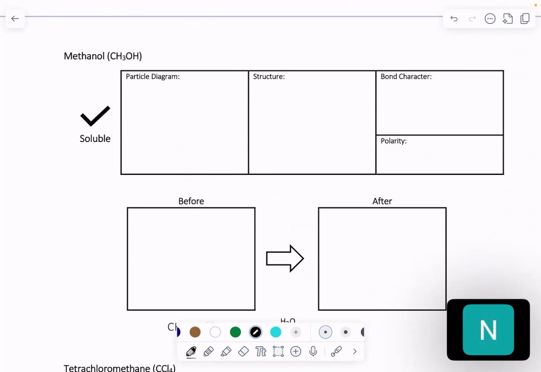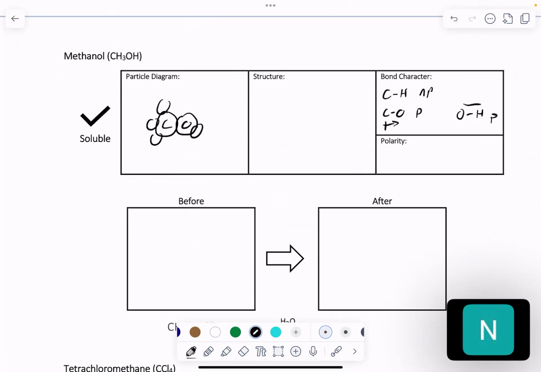All right, hopefully you've tried them. If you come back, here's what my particle diagram for methanol would look like. I'm just going to use open circles for the hydrogens. So it should look like that. We have a bond between carbon and hydrogen that's nonpolar. We have a bond between carbon and oxygen that is polar. Electrons get pulled towards the oxygen. We have a bond between oxygen and hydrogen that is also polar. The electrons get pulled towards oxygen.